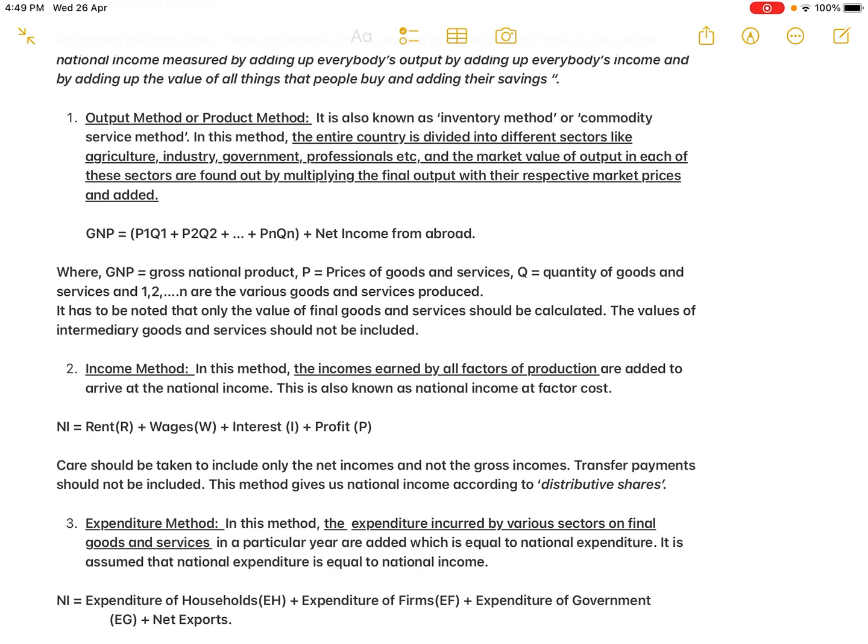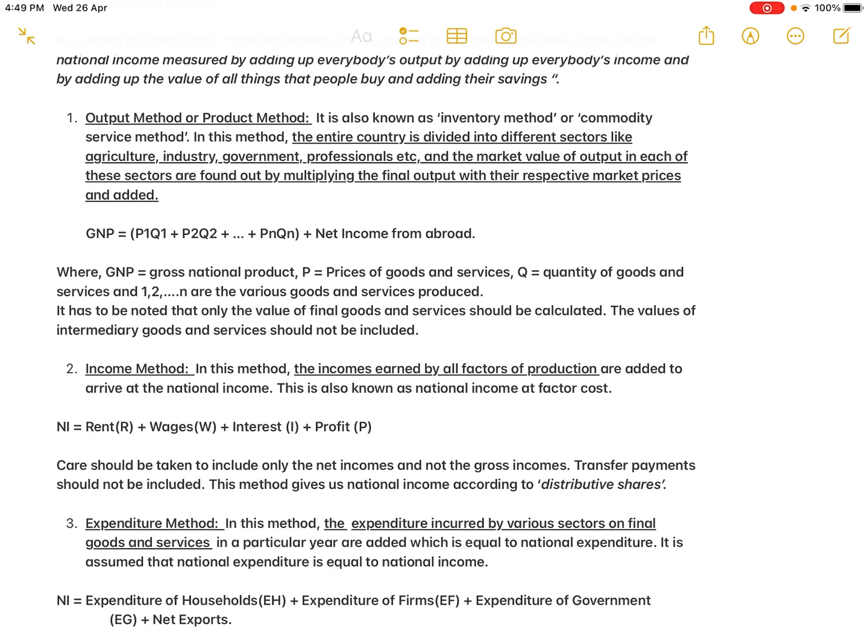So add all this, and if you add even the net income from abroad, we are arriving at the gross national product. Okay, so that's the formula. GNP is equal to P1Q1 plus P2Q2 plus up to PNQN plus net income from abroad. Where GNP is the gross national product, P refers to the prices of goods and services, Q refers to the quantity of goods and services, and 1 up to N are the various goods and services produced in the country in a particular year.